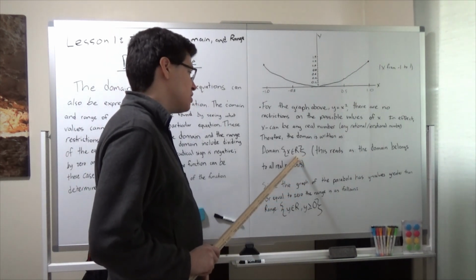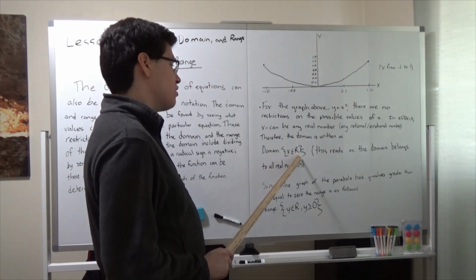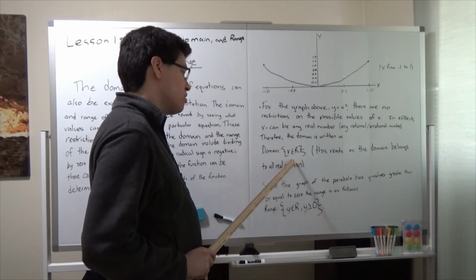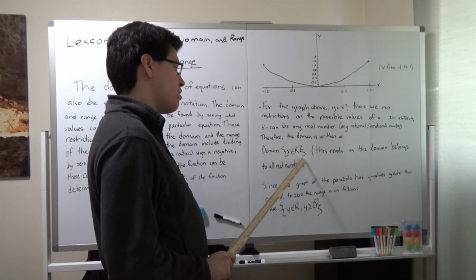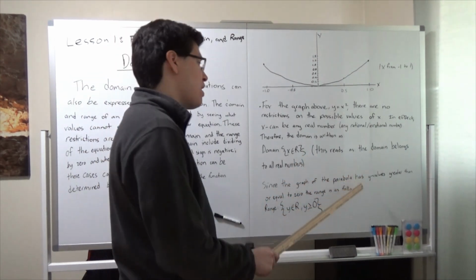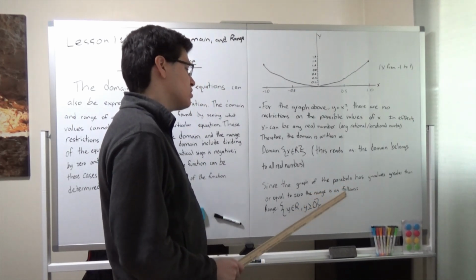This sign here means belongs to, and R represents the set of real numbers. Always use curly brackets when denoting domain and range. Since the graph of the parabola has y values greater than or equal to 0, the range is as follows.